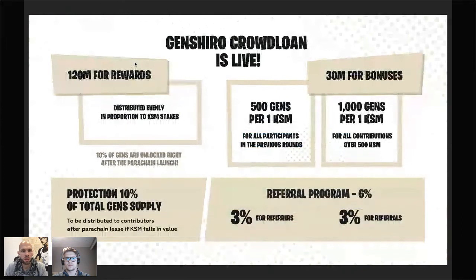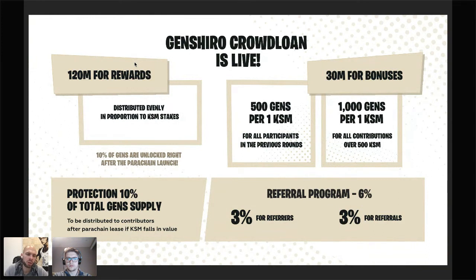So another important thing is that the Genshiro crowdloan campaign is already live. This campaign is a special one. We decided to distribute the whole allocation to our supporters. So basically, the allocation of 150 million Genshiro tokens will go into the hands of our community members if we manage to get this slot, obviously. Respectively, 120 mils of this allocation will go for rewards, distributed evenly in proportion to KSM stakes.